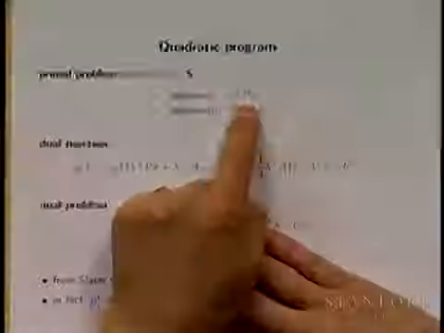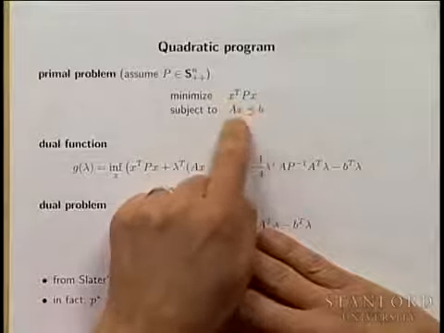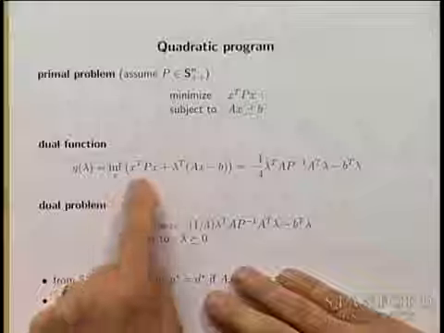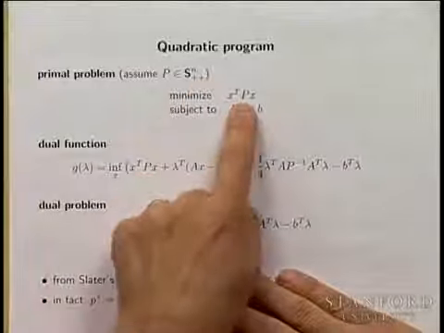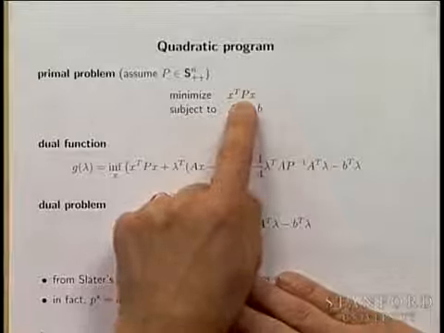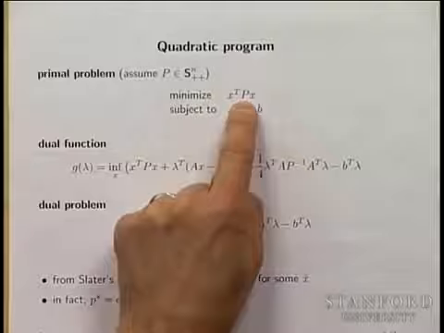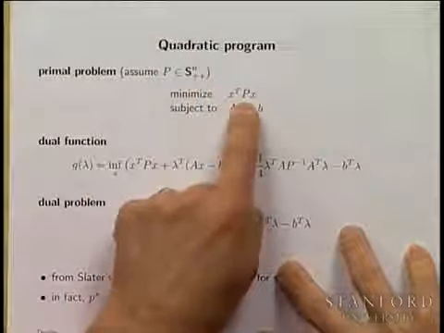Let's minimize x transpose Px subject to Ax less than b. That's minimizing a quadratic form over a polyhedron. We're going to assume P is positive definite. Actually, that's so that I can avoid the horrible way of writing down how to infimize a general quadratic function with a linear term. It's not that big a deal, but I don't feel like doing it. So this will work, though.